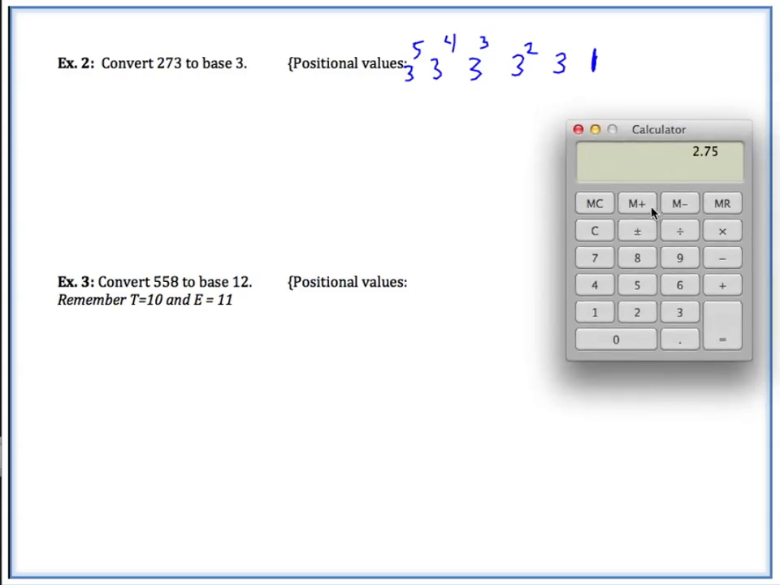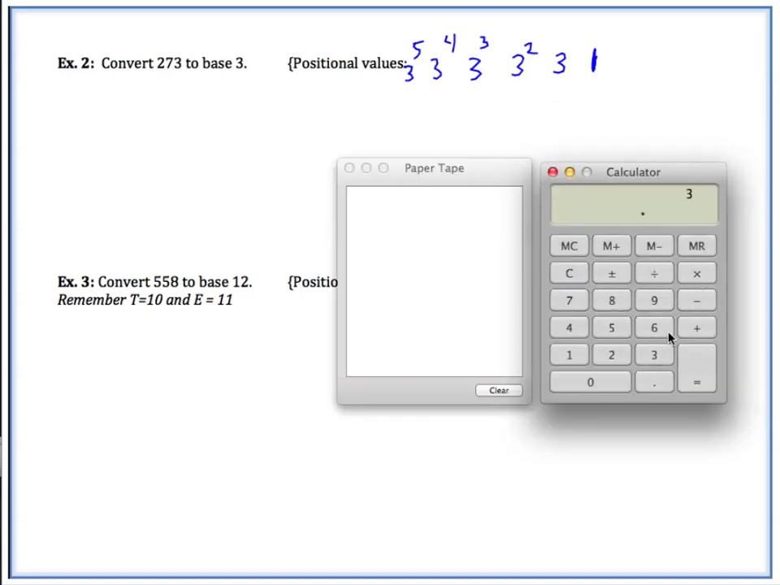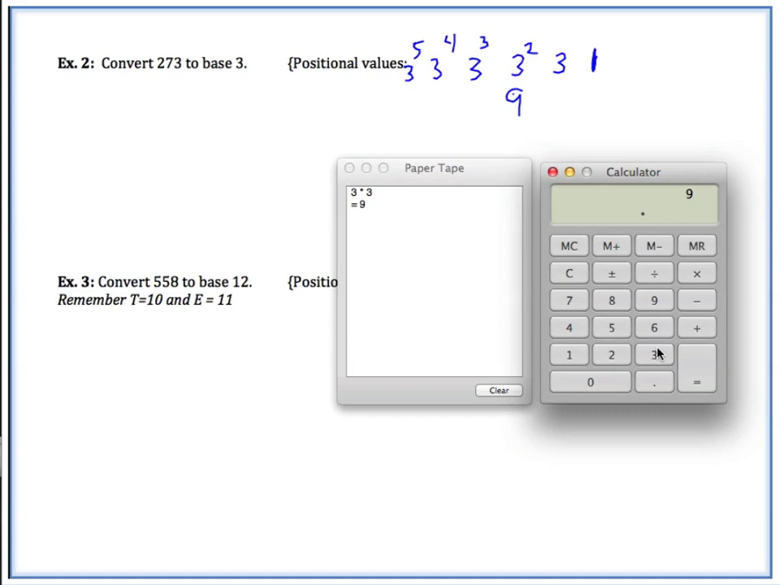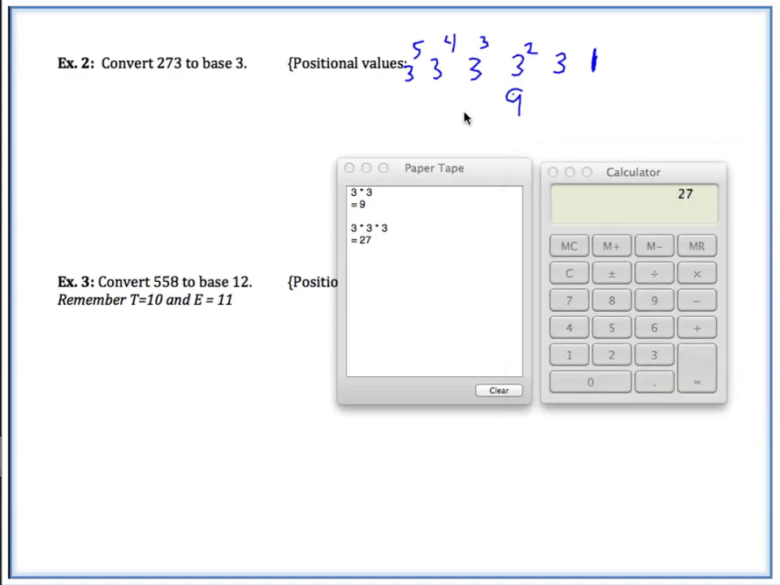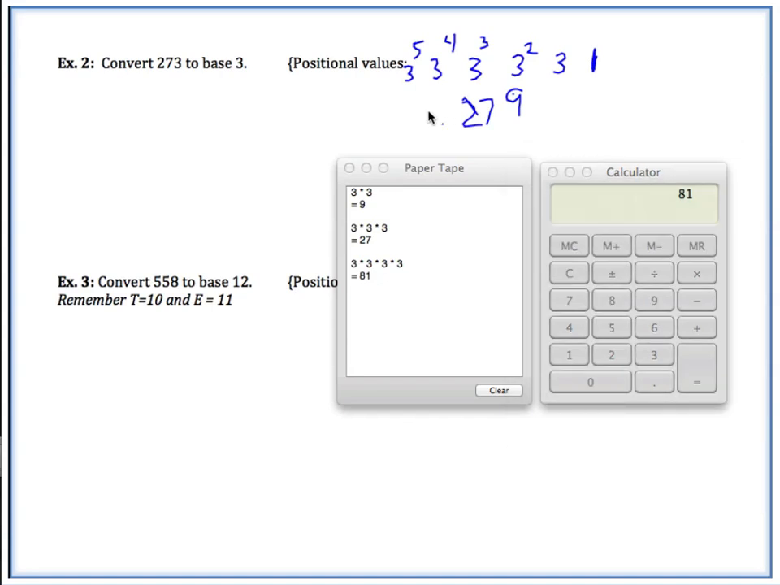Well, one thing you can do is with your calculator is just start multiplying by 3's. So we have 3 times 3, and that's going to be our 3 squared, which is right here. So that's going to be 9. And then all we have to do is go times 3 again, and that's going to be 3 cubed, or 27. And then times 3 again. That's going to be 3 to the 4th, you can see that there. That's going to be 81.